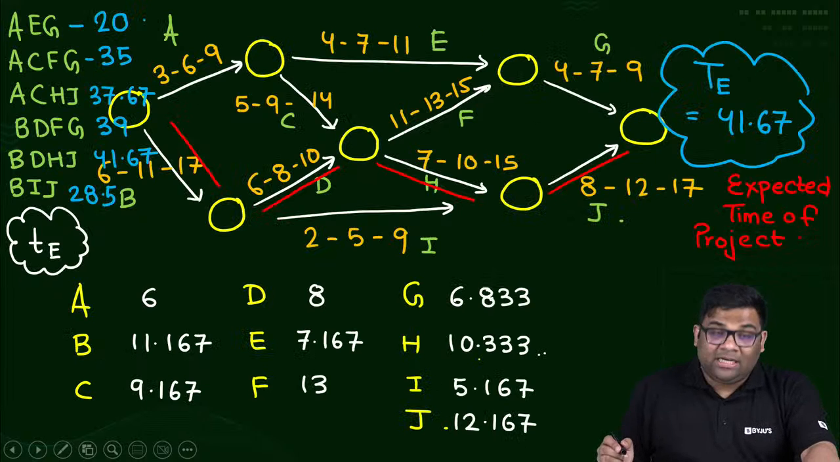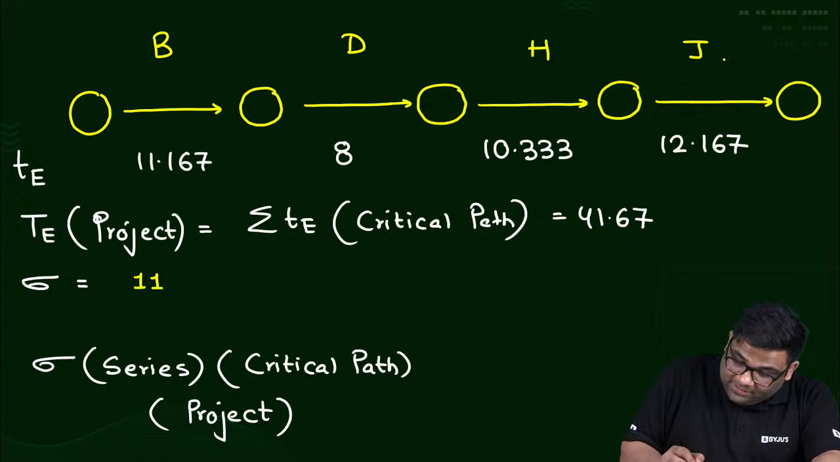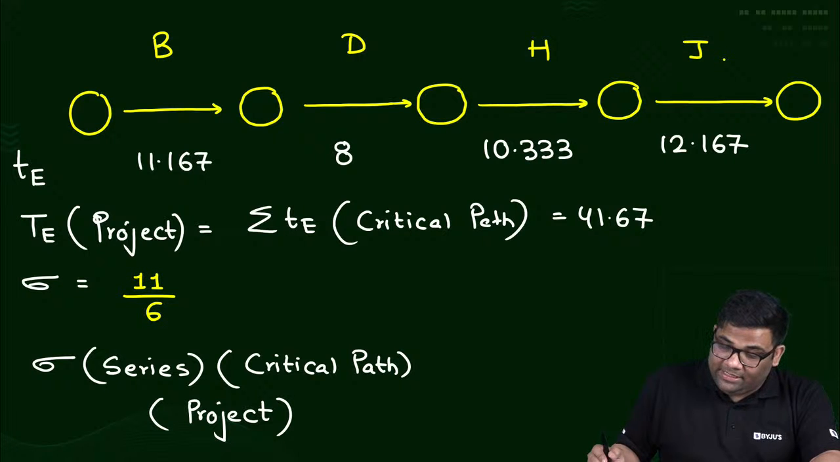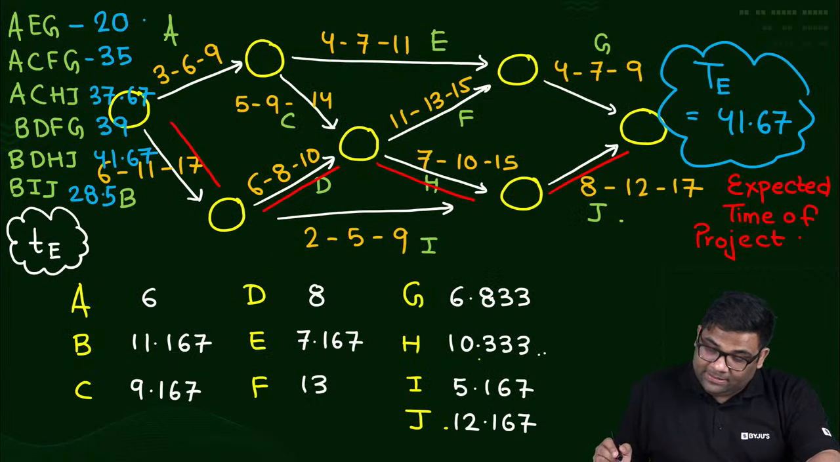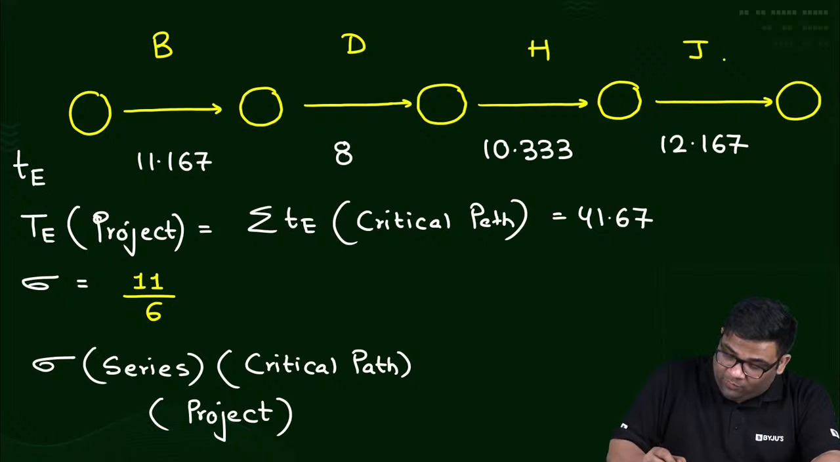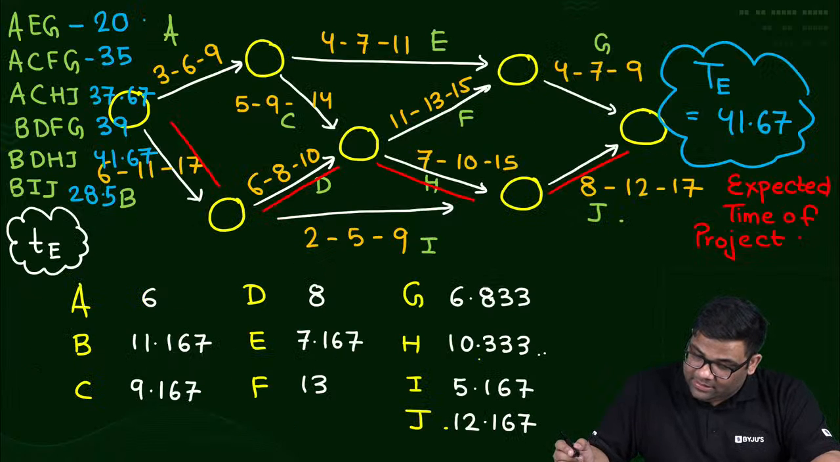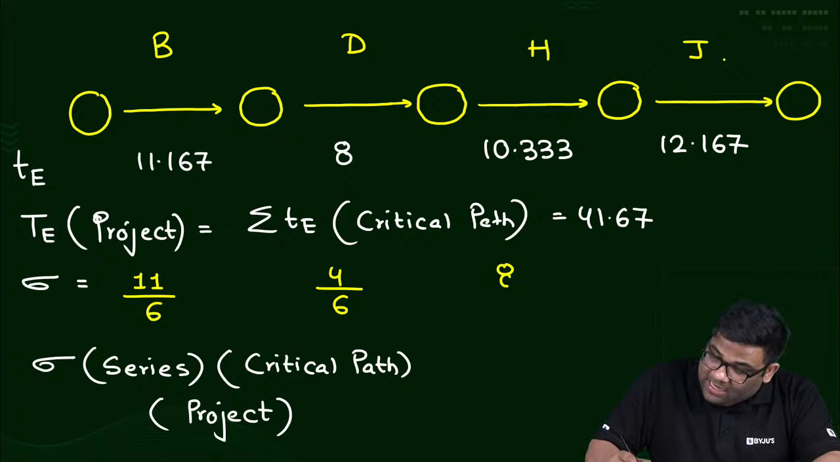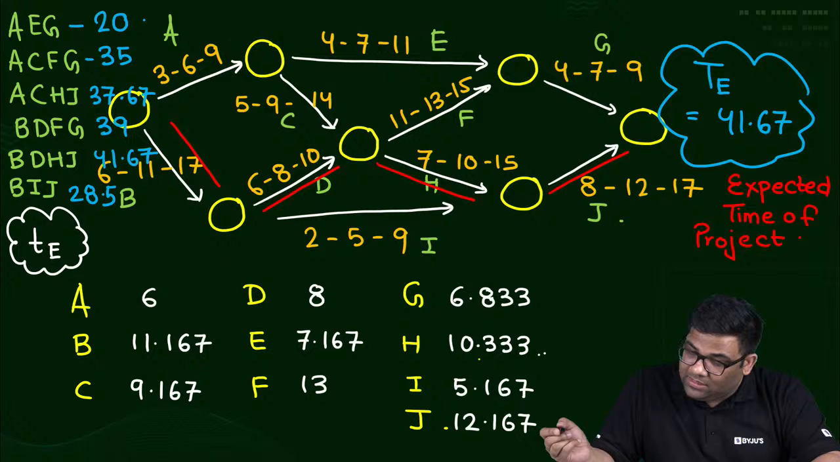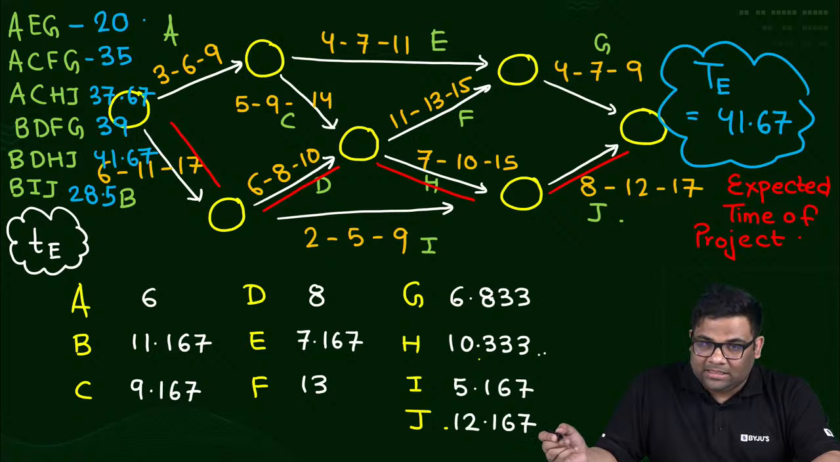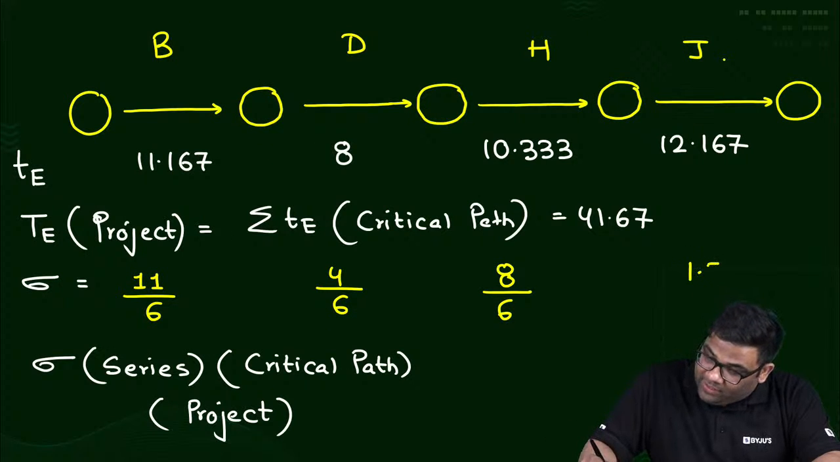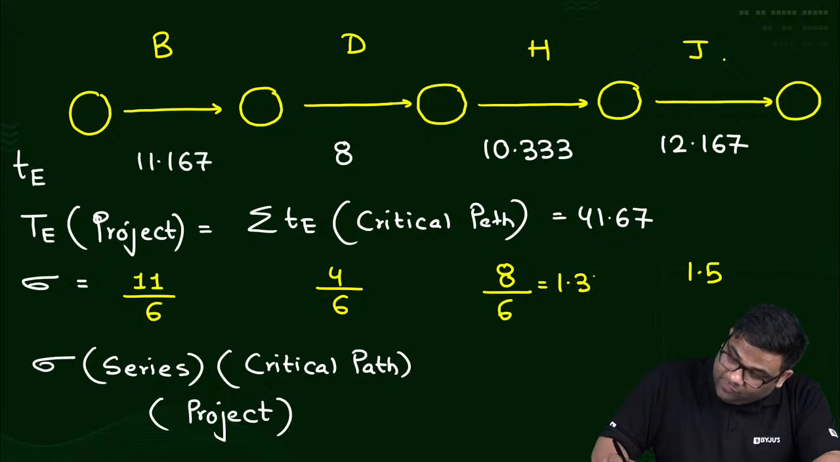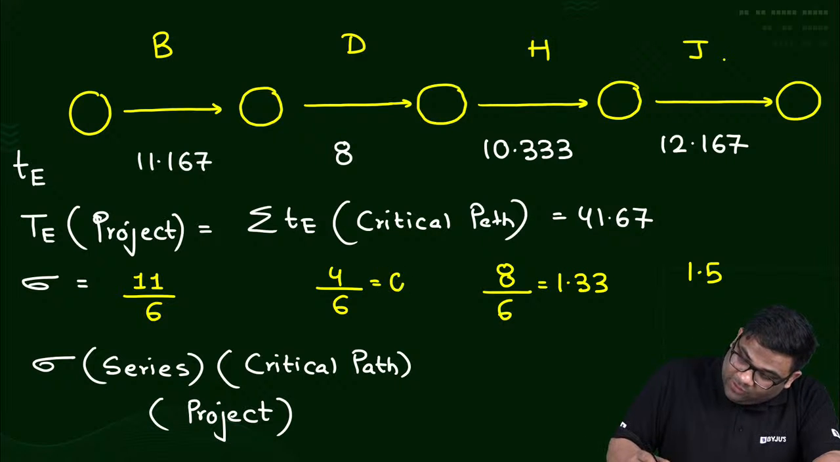For the first one it is how much? 11 by 6. Yes. And for D it is 4 by 6. And for H it is 8 by 6. And last, for J it is 9 by 6, that is 1.5. So this is 11 by 6, which is 1.83, this is 4 by 3, which is 1.33, and this is 2 by 3, so 0.67.